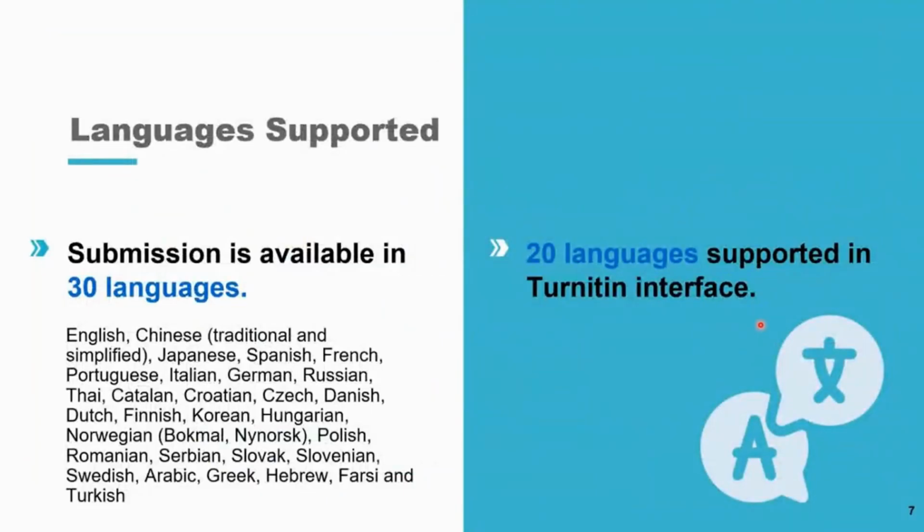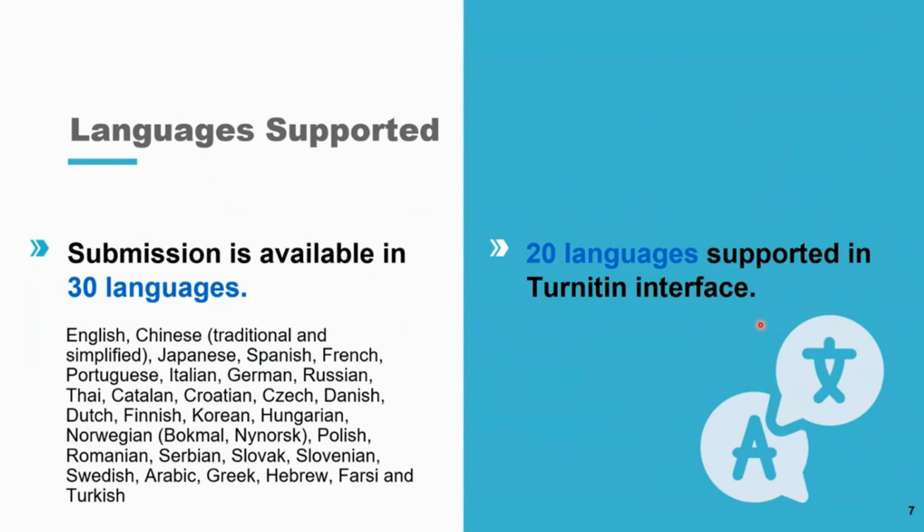Submission is available in 30 languages, so not only theses or articles written in English or Chinese, but also in 28 other languages can be checked. And there are 20 languages supported in the interface, so you can switch to the language you are familiar with. So that's a quick presentation of the system.